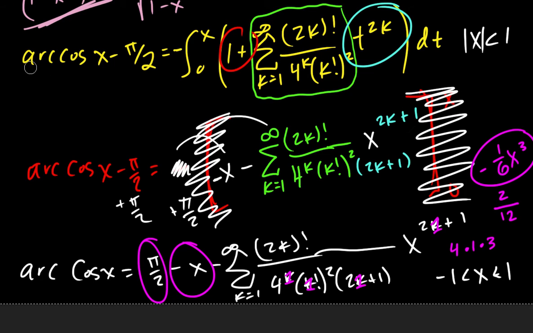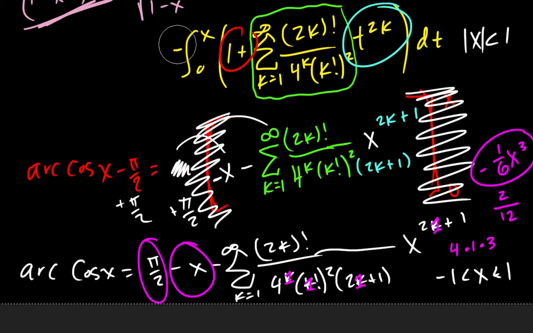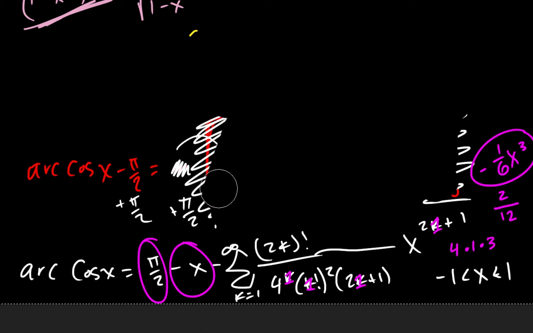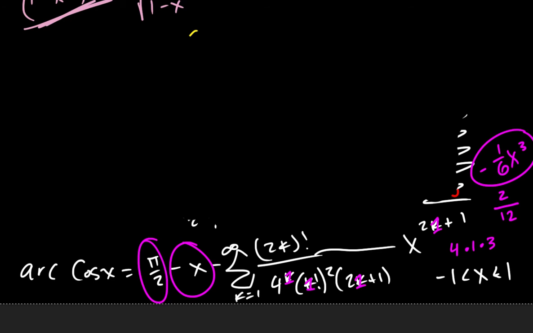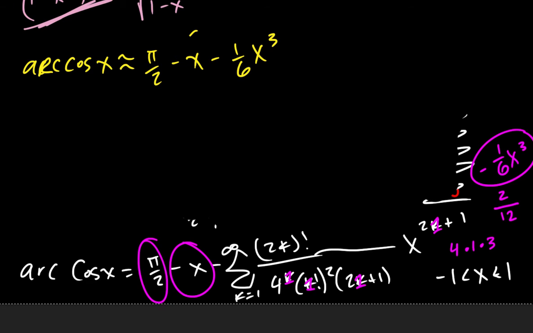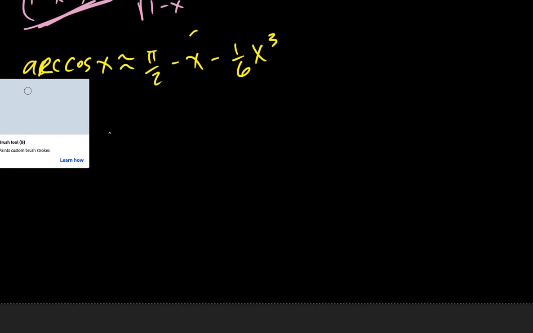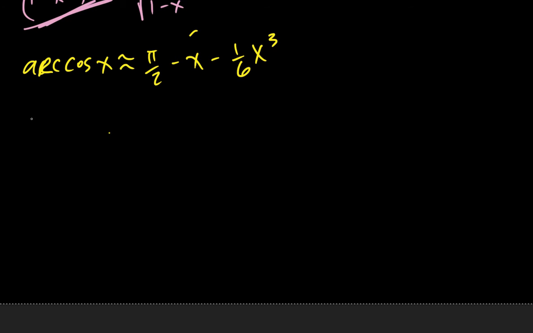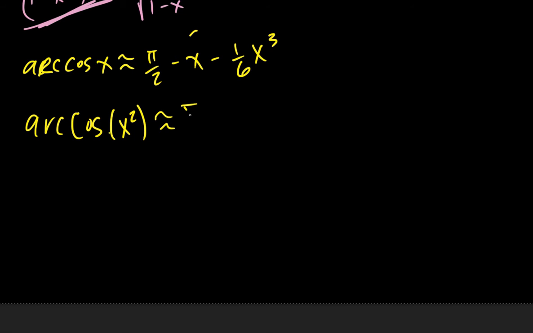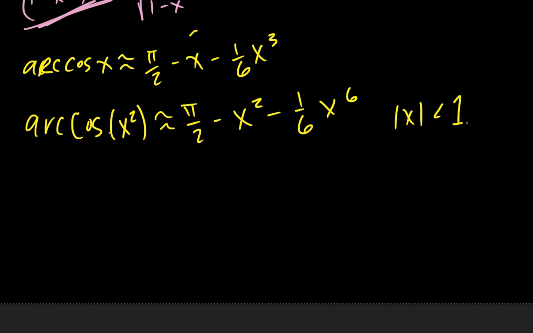So let me erase this. Okay, so arc cosine of x is approximately pi halves minus x minus 1/6 x cubed. And let me just erase the rest of this. Okay. Now, if we find arc cosine of x squared, like they ask us, we're just going to plug in x squared for all of those. Once again, it's good for those x values.